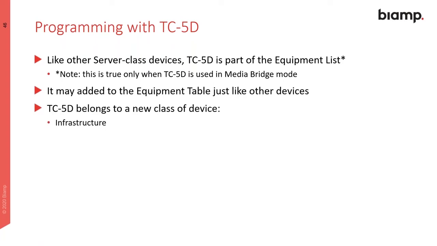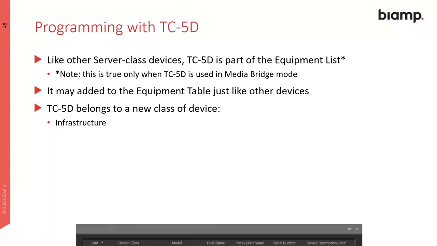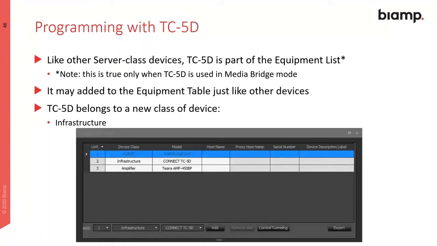It will be added, the TC5D, simply in the equipment table. You will find it over there. It will be part of the infrastructure devices, so you will not find it as a server class device. You will find it as an infrastructure device. As you can note on the snapshot from the equipment table, you will find that we need a Forte, for example, an infrastructure device, and a PoE device over here.